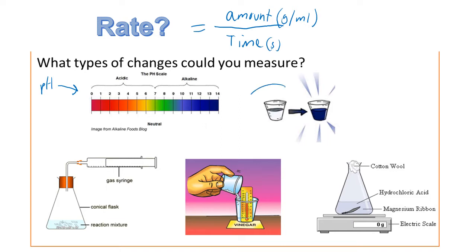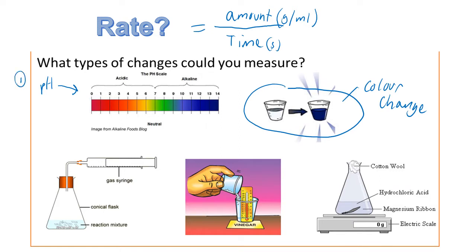Sometimes what we're looking for is a colour change. And the faster the reaction happens, the faster it changes colour. So I'm going to number these. Number 1, the pH change. Number 2, it could be a colour change. Number 3, and this is the one we did last week in a slightly different way, reactions could release a gas, which comes over here, pushes this syringe, and we can collect and measure the gas.